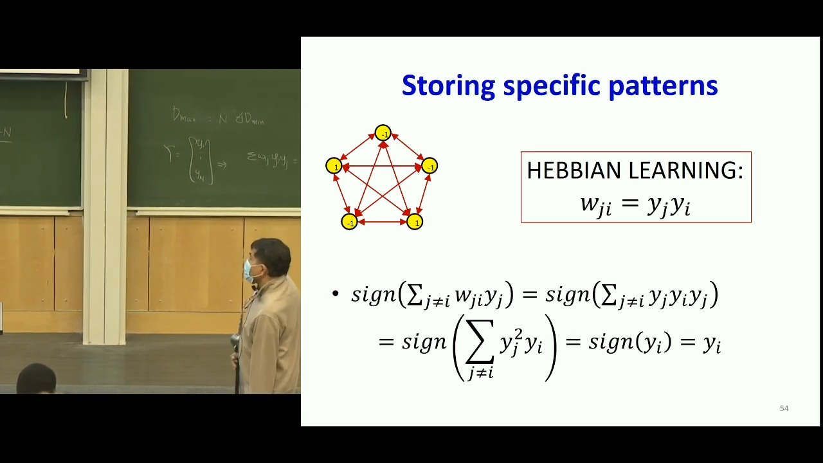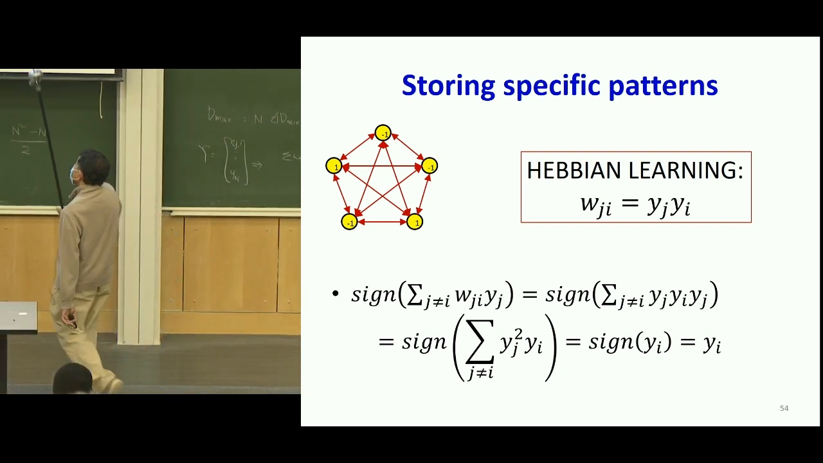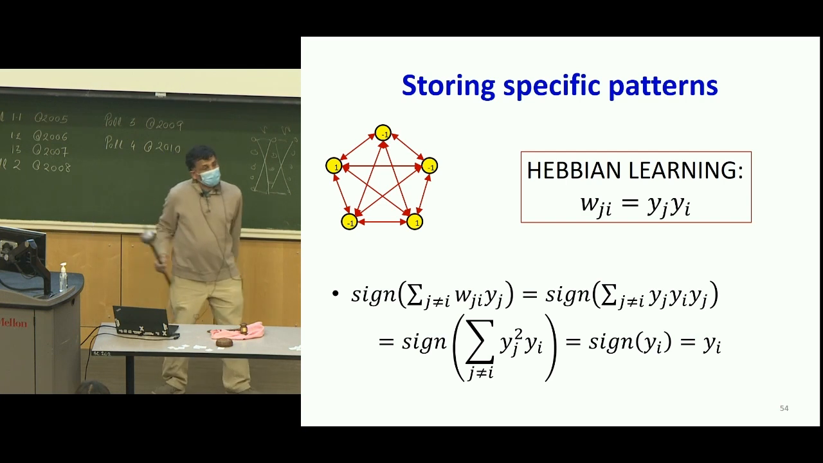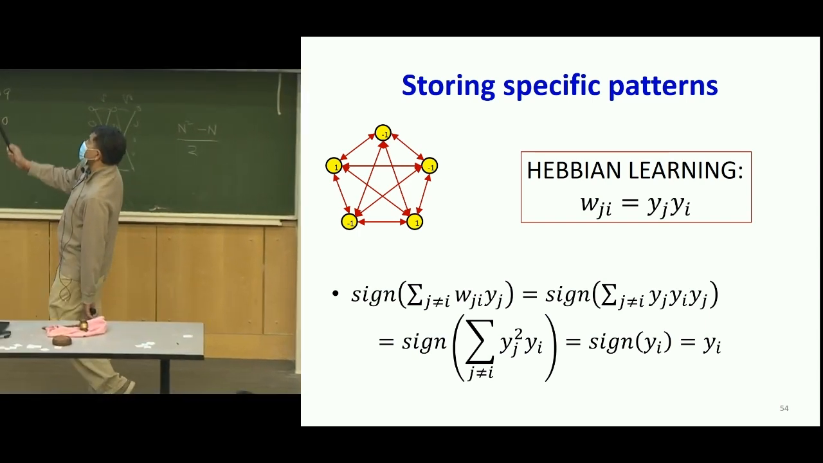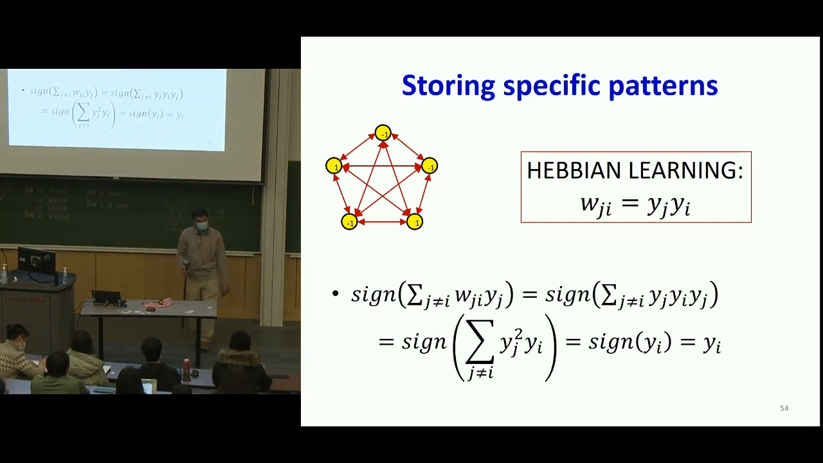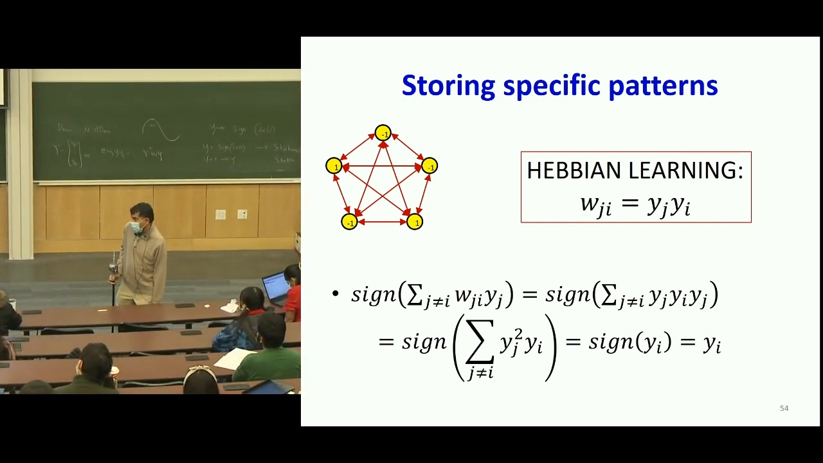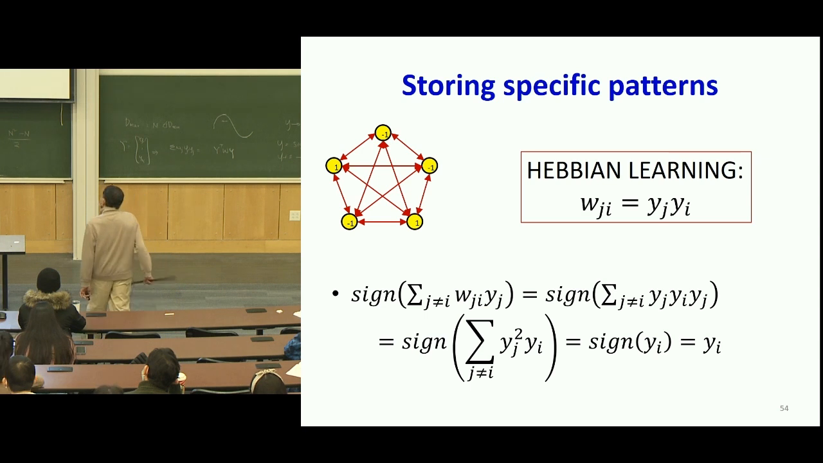And if I use Hebbian learning, it's very easy to show that the thing is stationary. Why? So w_ji equals y_j y_i, right? For any given neuron, the field is the sum of w_ji times y_j over all of the remaining neurons, correct? But w_ji was simply y_i y_j. So there's a sum over all of the remaining neurons of y_j times y_i times y_j, which is the same as y_i times y_j squared, where the y_j are all the remaining neurons. All the remaining neurons either take the value plus 1 or minus 1. Regardless of the value that they take, the squared value is 1, right? So this whole thing simply becomes the summation over all j not equal to i of y_j squared times y_i.